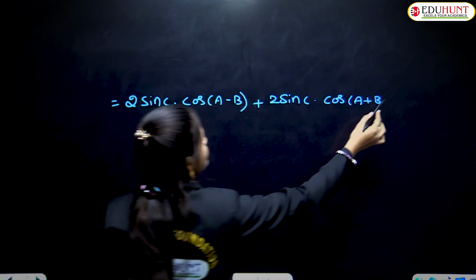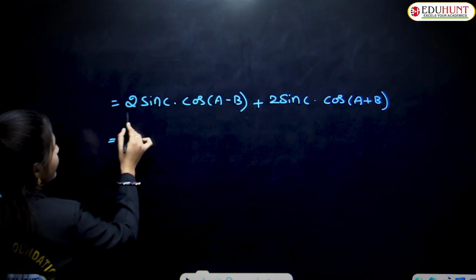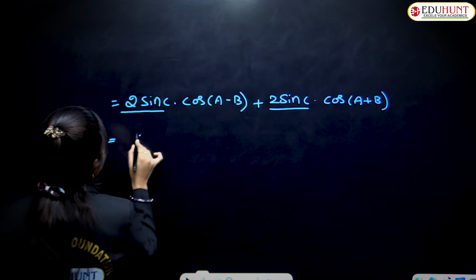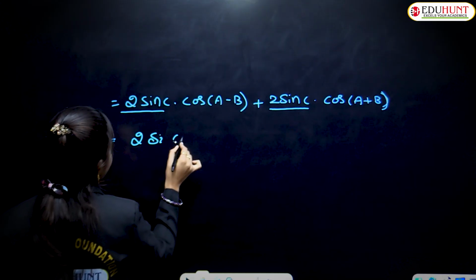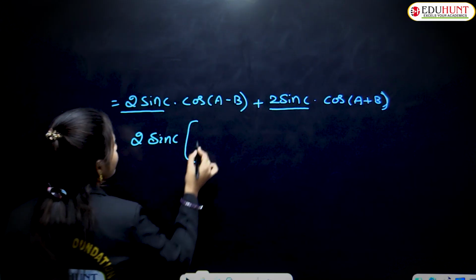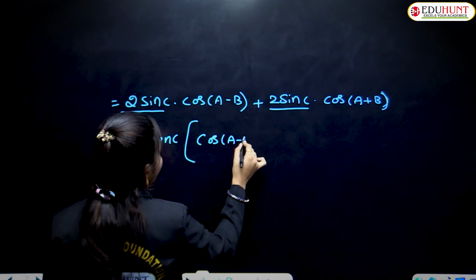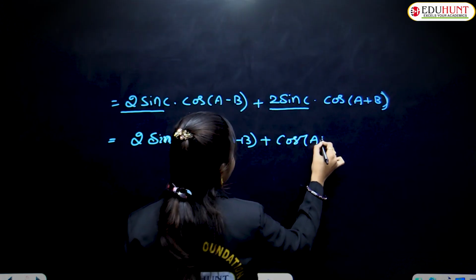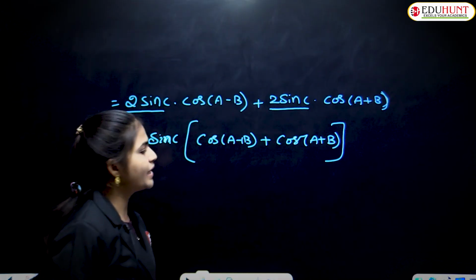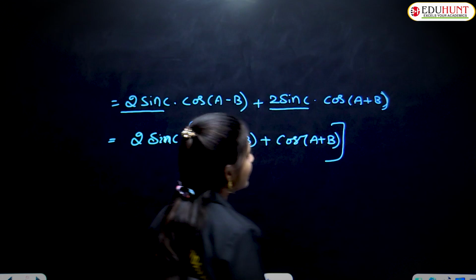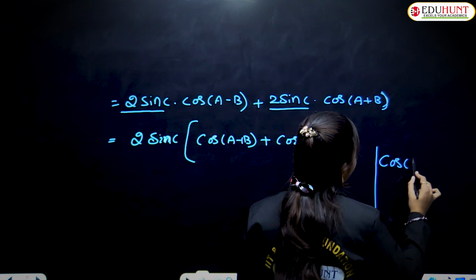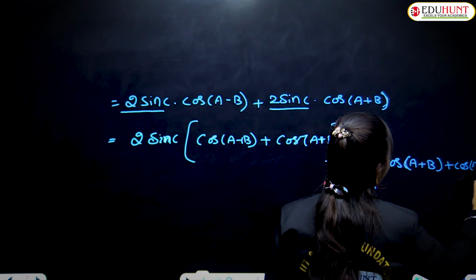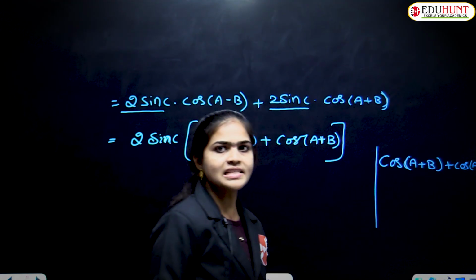So from these two, here 2 sin C is there, here also 2 sin C is there, so we can take 2 sin C as common. So 2 sin C, if you take this as common, then here cos (A minus B) plus cos (A plus B). So here we have the formula. What is that? Cos (A plus B) plus cos (A minus B).